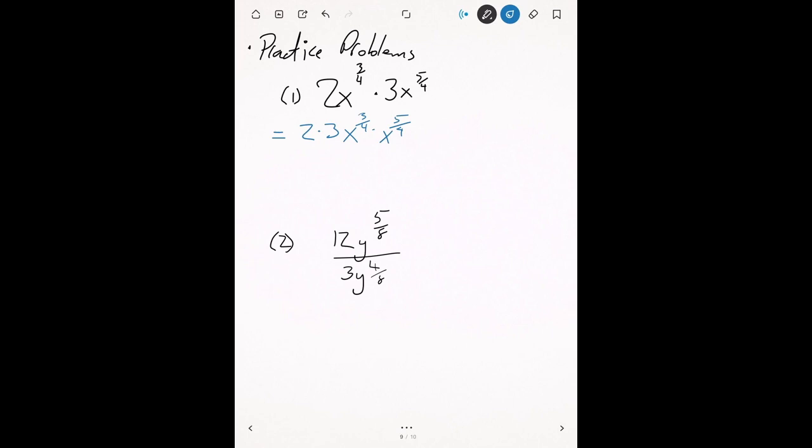So I'm going to multiply the 2 and 3 together to get the 6. And I'm going to multiply the x to the 3/4 and x to the 5/4 together to get x to the 8/4. All that I'm doing is my multiplication of like bases. Since I'm multiplying the same bases together, I'm going to add their exponents together.